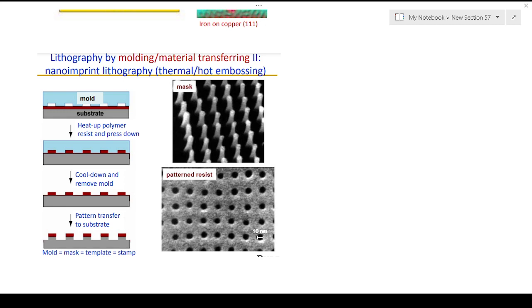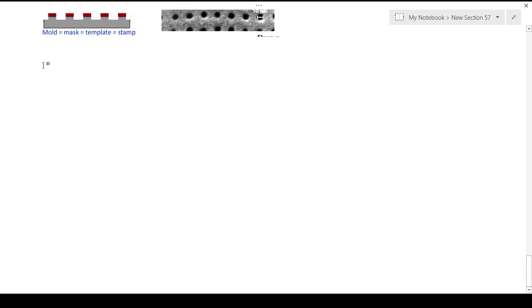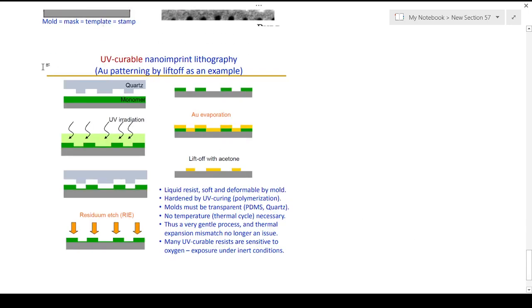And another type, which we also call nano imprint lithography, is where we utilize UV in order to do the same nano imprint lithography. So here you can see what we do. Gold patterning by lift off is the example we have taken.